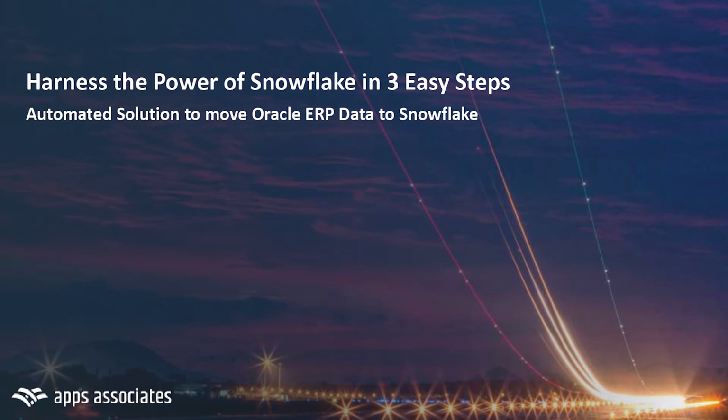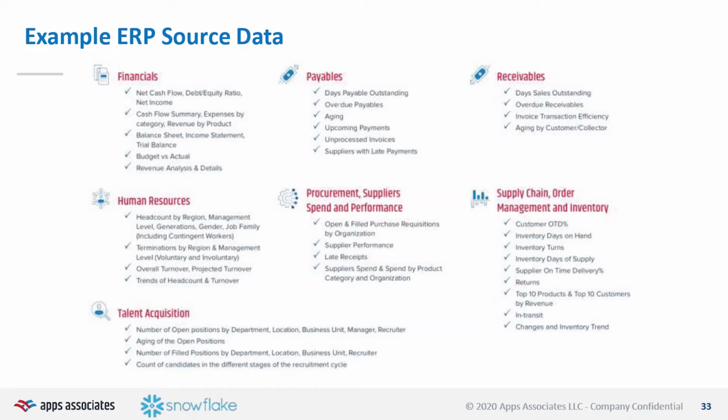This process relies on historical knowledge of the ERP data and how it is constructed within the business. If you toggle over to the next slide, Srinivas, you'll notice that these are a few key examples based on our source data, which is the Oracle ERP. For example, net cash flow, debt equity ratio, and from a payable standpoint, knowing whether or not you have upcoming payments and unprocessed invoices. These are items that from a day-to-day perspective, there's great insight to be had.